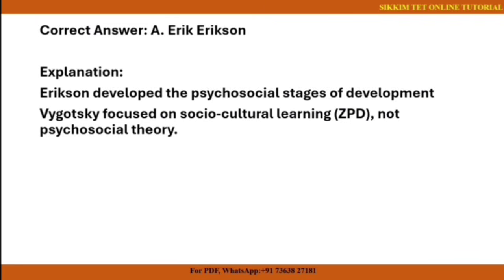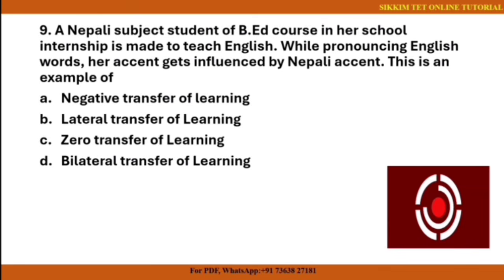Now moving up to our next question. So this is the last question for our today's video. So यहाँ question number 9 मा चाहिँ के सोधिएको छ भन्दाखेरि Nepali subject student of B.Ed course in our school internship is made to teach English. While pronouncing English words, her accents get influenced by Nepali accent. So this is an example of number A, negative transfer of learning, number B, lateral transfer of learning, number C, zero transfer of learning, and number D, bilateral transfer of learning. So here are the 4 options given below.